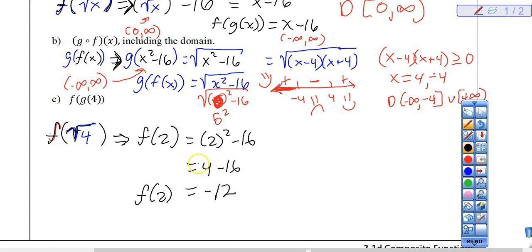Or we could go through the process because we already found the f of g of x. We could say the f of g of 4 is equal to, I'm plugging in a 4, 4 minus 16, also -12.